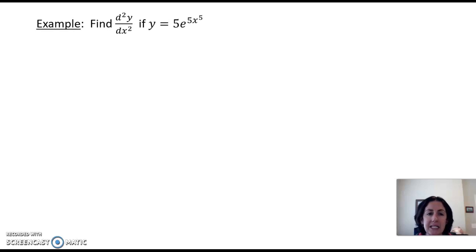All right, find d2y over dx2 if y is equal to 5e to the 5x to the 5th. All right, let's look at this. What does this d2y over dx2 mean? This means differentiate y twice with respect to x both times. In other words, find the second derivative. In order to find the second derivative, you need the first derivative.